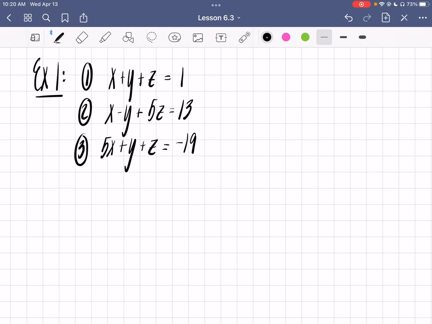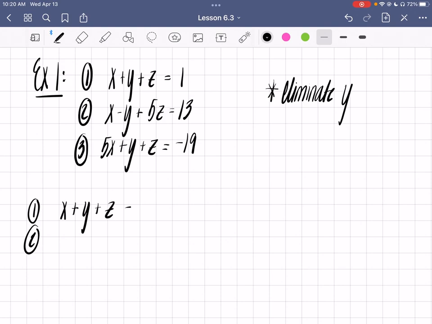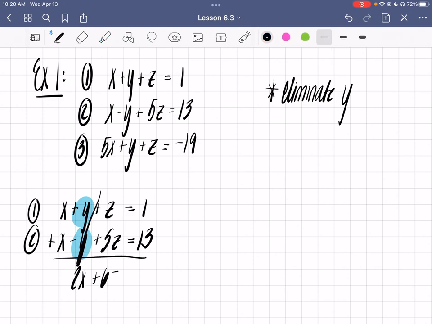So first, I'll just start with equation 1 and 2 because I already have a positive y and a negative y, and so those are going to very quickly eliminate. Again, over to the side, make yourself a note of what variable you are trying to eliminate, just because that can kind of help you so you don't get lost in all of the work. So here's equation 1, here's equation 2. I do not have to multiply by anything in order for these to cancel. Okay, so the y and the negative y, when I add them, those eliminate. So I get 2x plus 6z equals 14.